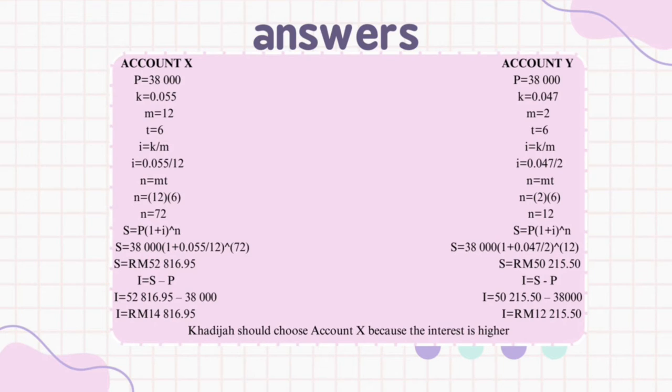P equal to 38,000, K 0.047, M equal to 2, T equal to 6, I equal to 0.047 over 2, N equal to 12. We will use the future value formula, which is S equal to P(1 plus I) to the power of N, and we will substitute the data into the formula. S equal to 38,000(1 plus 0.047 over 2) to the power of 12, and the value of S is 50,215.50. Lastly, we will use the compound interest formula, so it will be I equal to 50,215.50 minus 38,000, which is 12,215.50. So Khadijah should choose account X because the interest is higher.